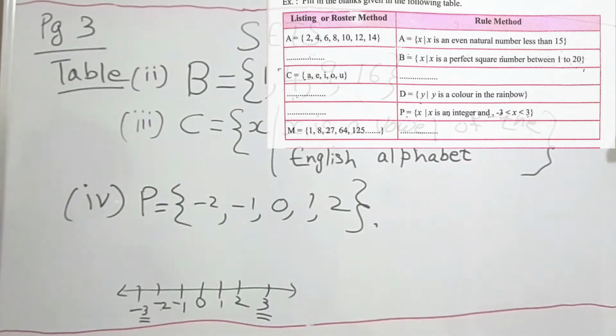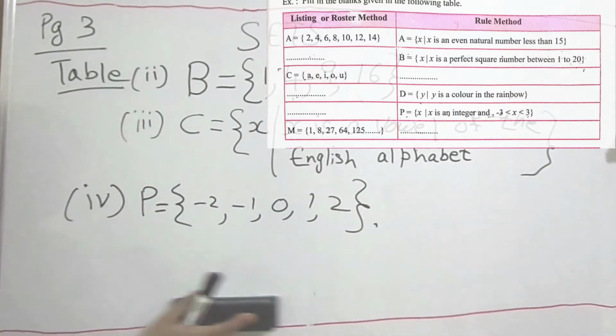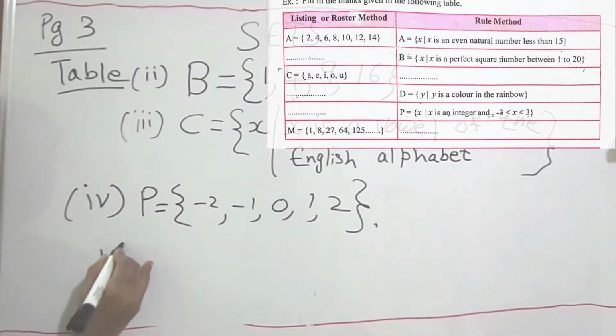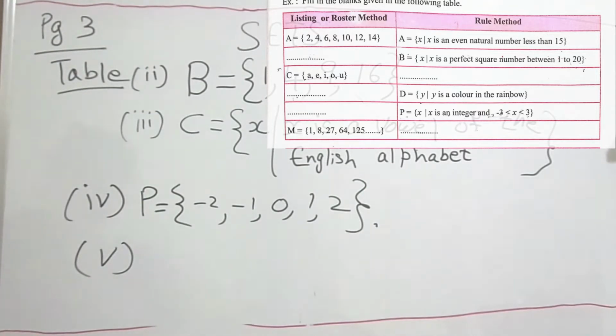M is equal to {1, 8, 27, 64, 125}. Okay, when you are looking at these numbers, what do you feel? What kind of numbers are they? 1, 8. Anything coming to your mind when you hear the number 8, 27, 64? What are they? They are cubes of numbers. You all have studied the cube table also last year. 1 cube is 1, 2 cube 8, 3 cube 27, 4 cube 64, 5 cube 125 and so on.